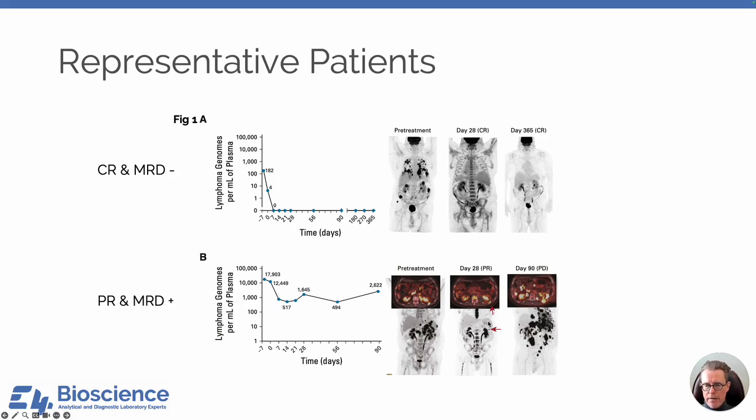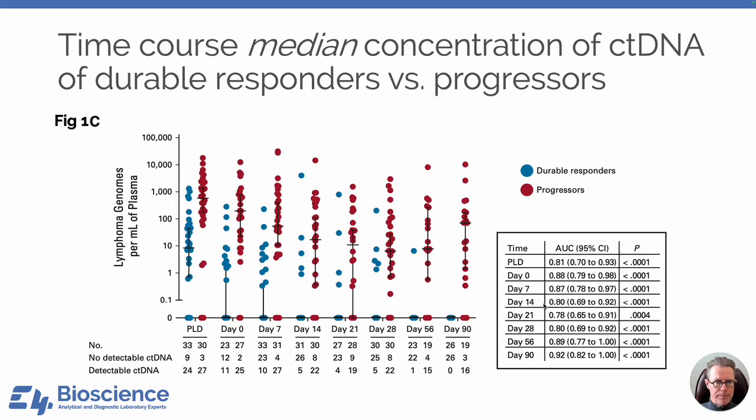At day 28, there are still hot spots here. So this person, while they have responded, is still in partial remission. And unfortunately, by the time day 90 rolls around, you can see that disease has really exploded. And this is full-on progression, full-on progressive disease. So again, looking at molecular data and how that compares to imaging data.